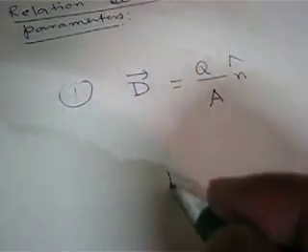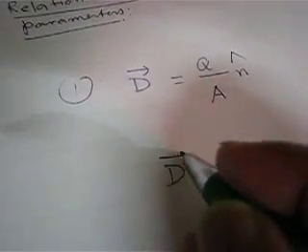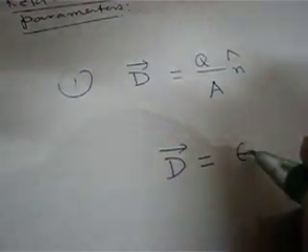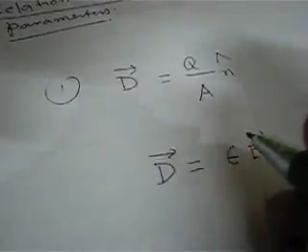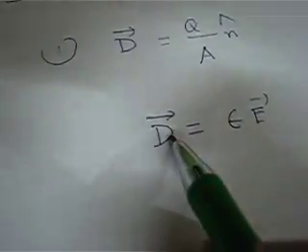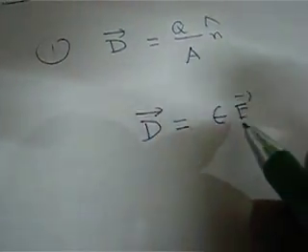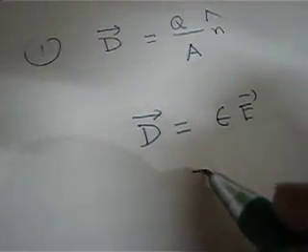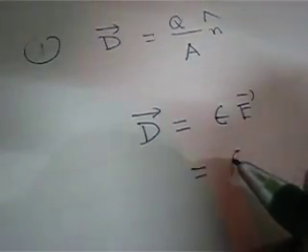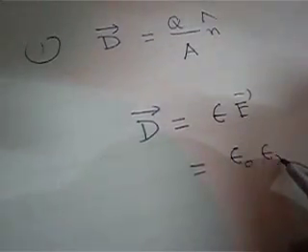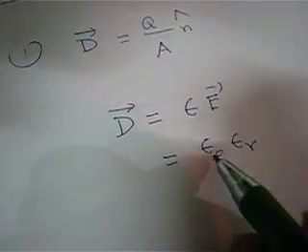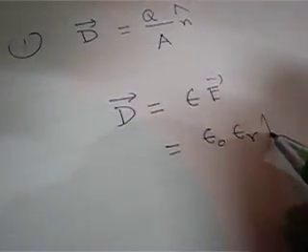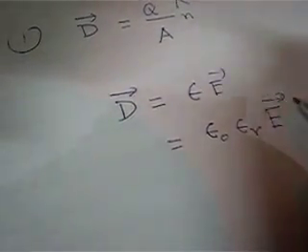In short, it is defined as D vector equals epsilon into E vector. This is the relation between the D vector and the electric field vector. Epsilon is the permittivity of the medium, so epsilon can be written as epsilon naught into epsilon r, free space permittivity into relative permittivity or dielectric constant, times E vector.